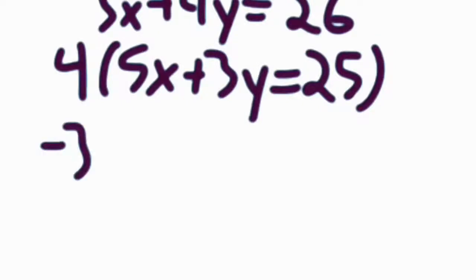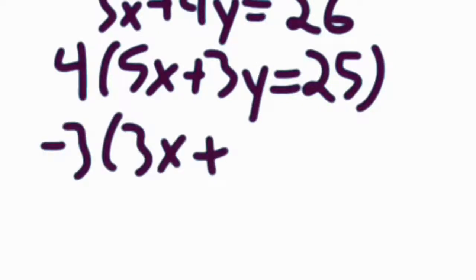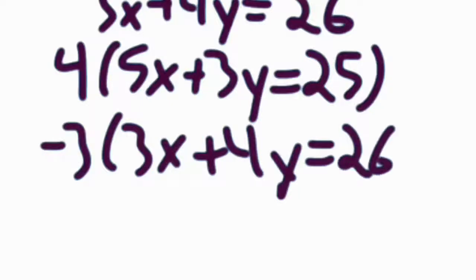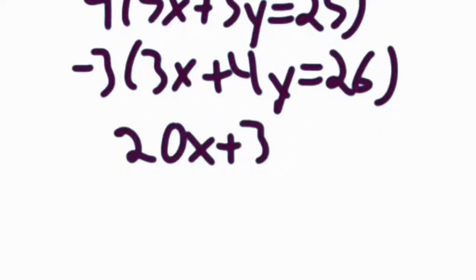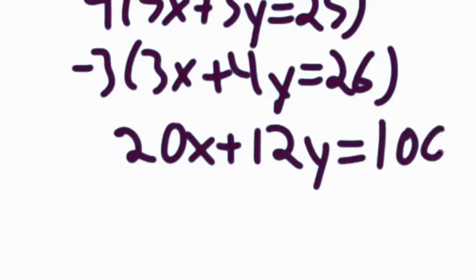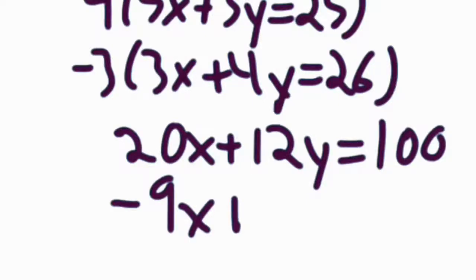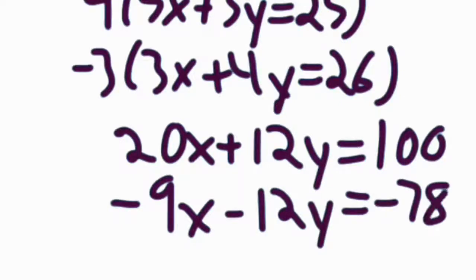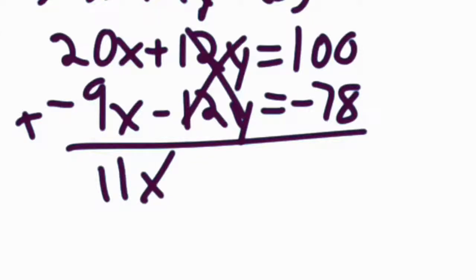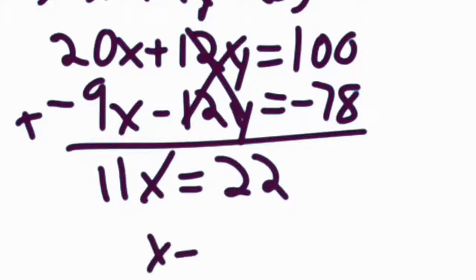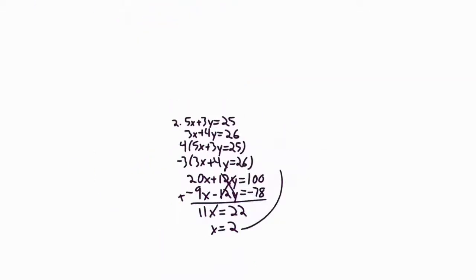Now we're going to multiply the bottom by -3. So then we eliminate that y. So we're going to have 20x plus 12y equals 100. Then we're going to have -9x minus 12y equals -78. So then you have 11x, cross out y, equals 22, and x equals 2.